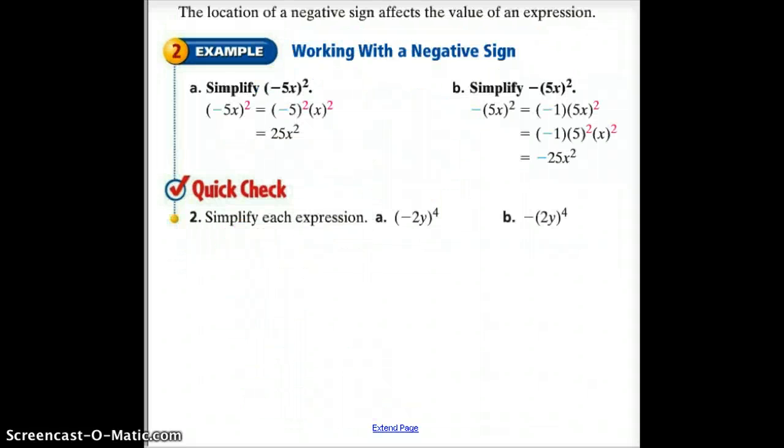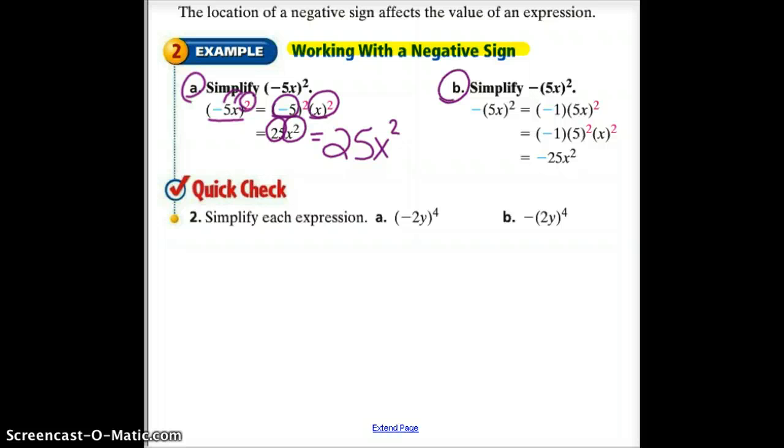All right, what if when we're doing this we have a negative sign? Well, let's find out. In A, this negative is in the parentheses, meaning we include it with that 5. So negative 5x is our product. If I break it apart, I have negative 5 being multiplied by x. I'm going to square both of those parts because the exponent goes to each factor. So negative 5 squared is 25. X squared is x squared. My final answer is 25x squared.